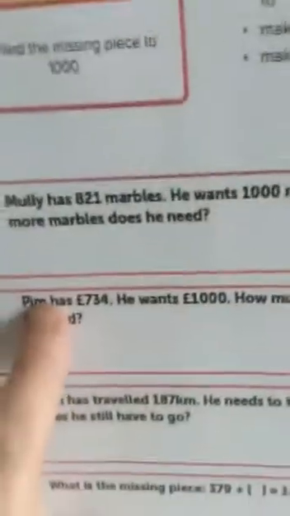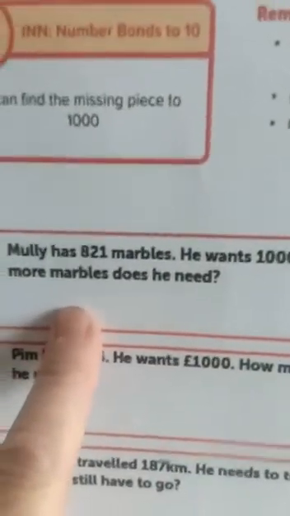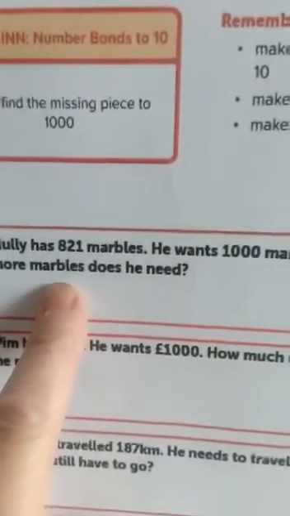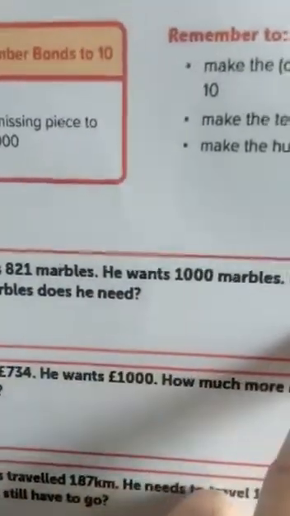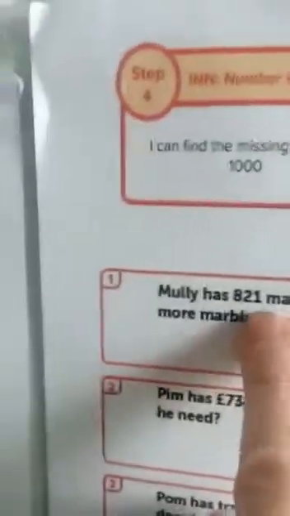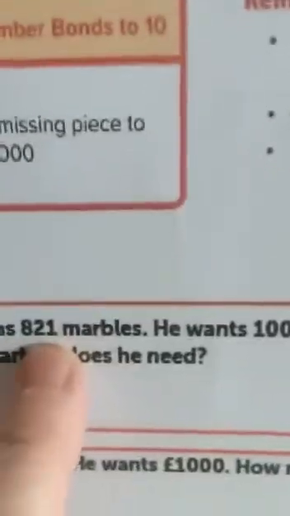And then you've got the same operations to do when you read these questions. Mully has 821 marbles. He wants 1,000 marbles. So he's quite near there, if you can tell. 821 to 1,000. They're not too far apart. How many more marbles does he need? So counting on from 821 to 1,000.